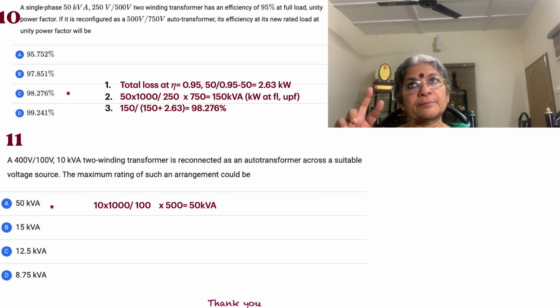Because of multiplication by two ones. One is for the unity power factor and the other is for the full load. So 50 kilowatt divided by 0.95 gives us the input. Subtract 50 from it, because that's the output, and you get 2.63 as the kilowatt loss. So this is the first step. Now we move on to the next step.